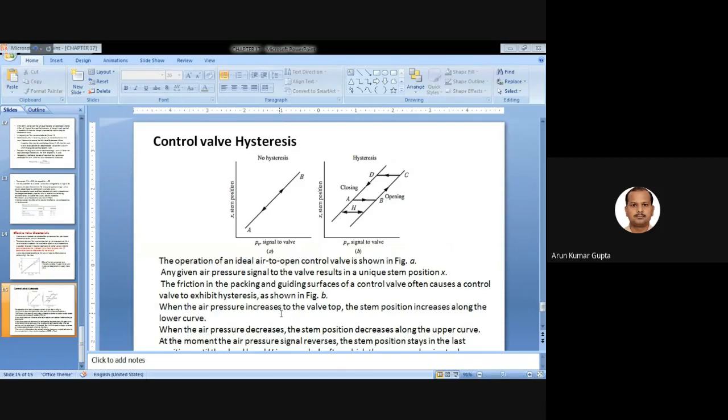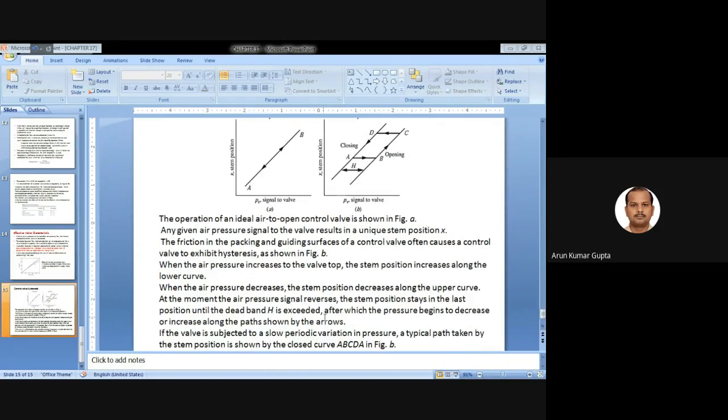The similar thing you will also find in terms of the catalyst characteristics, hysteresis. So there are a few points. The operation of an ideal air-to-open control valve is shown in figure A. Any given air pressure signal to the valve results in a unique stem position X. The friction in the packing and the guiding surface of a control valve often causes a control valve to exhibit hysteresis, as shown in figure B.